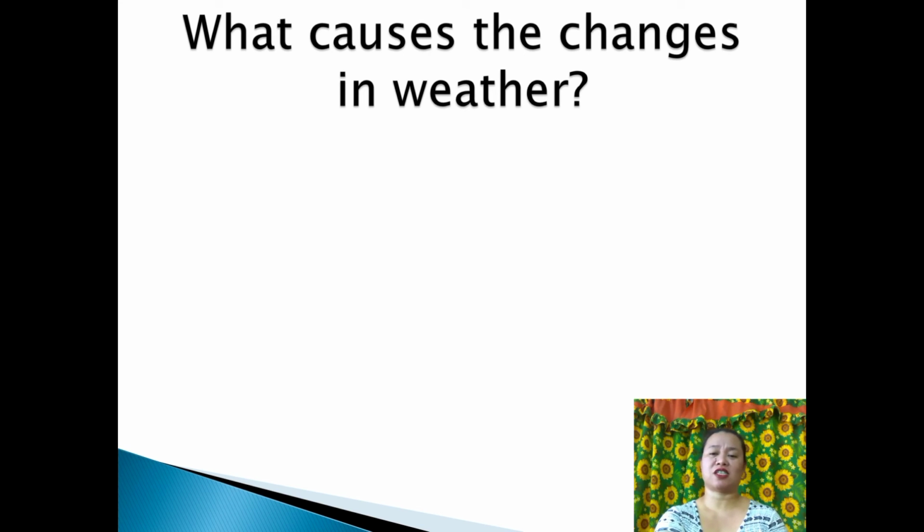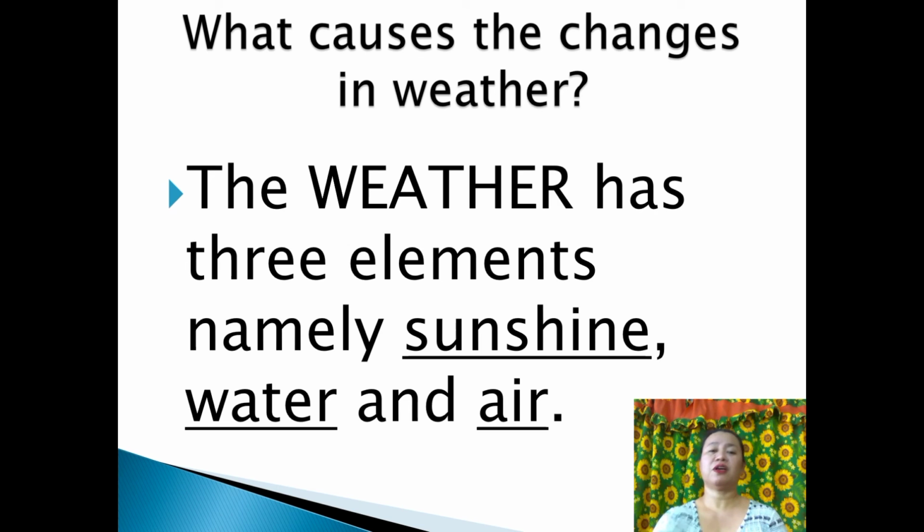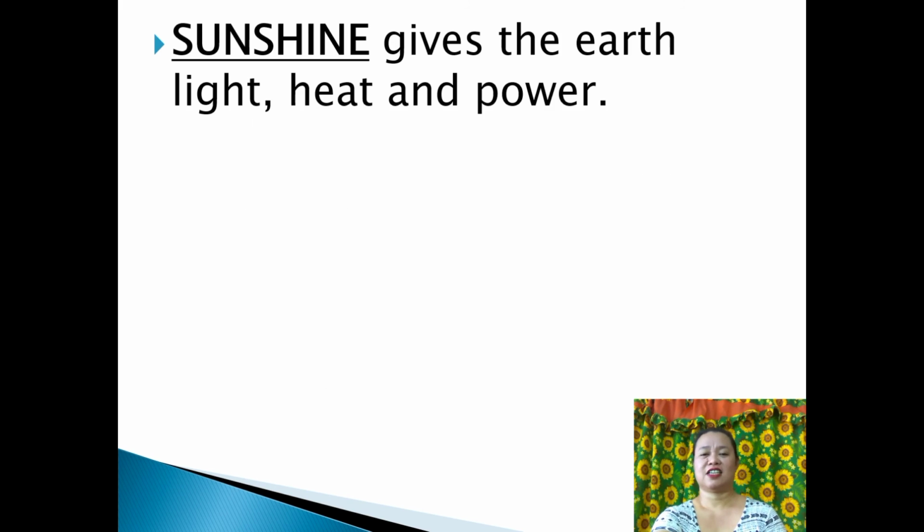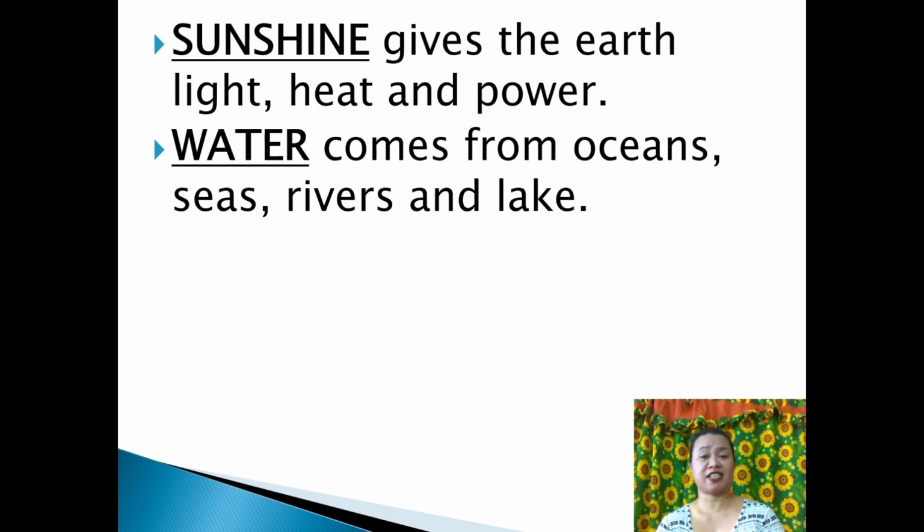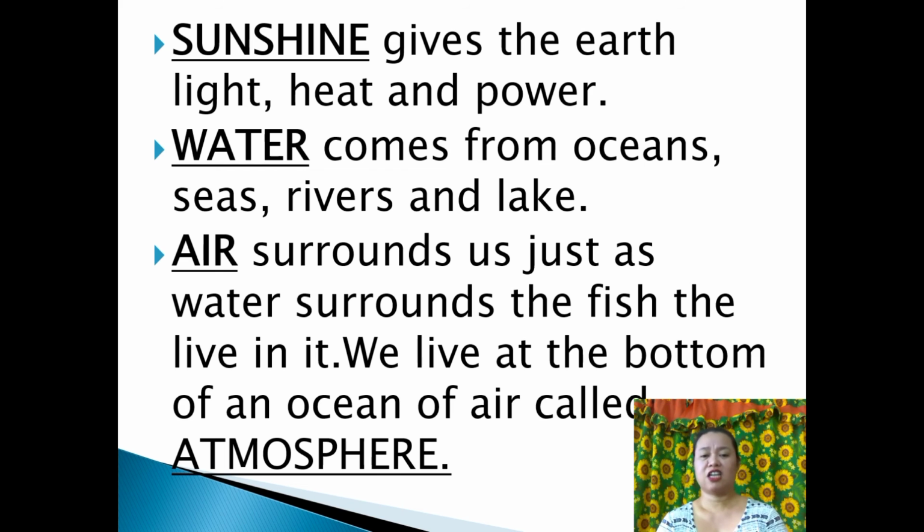What causes the changes in weather? The weather has three elements, namely sunshine, water, and air. How do you think these elements help or cause the changes in our weather? Let's find out. Sunshine gives the earth light, heat, and power, while water comes from oceans, seas, rivers, and lakes. The air surrounds us, just as water surrounds the fish, the place where they live in. We live at the bottom of an ocean of air called the atmosphere.